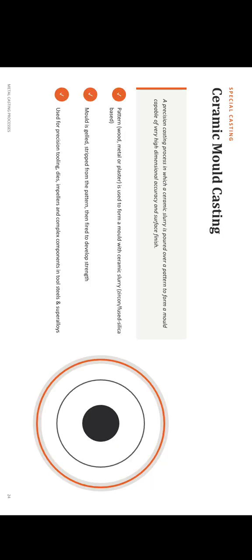Ceramic mold casting. There are three methods. Pattern: wood, metal, or plaster is used to form the mold with a ceramic silica based slurry. The mold is stripped from the pattern, then fired to develop strength. Used for fabricating tools, dies, impellers, and complex components in steel, tool steels, and superalloys.